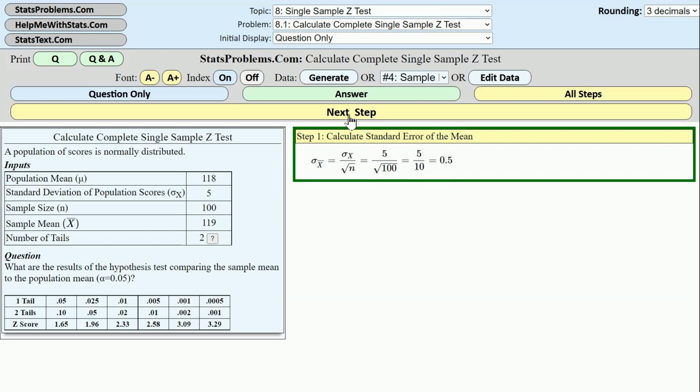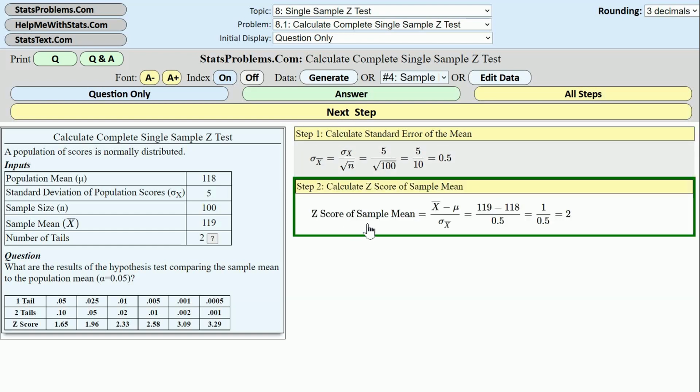In Step 2, we calculate the z-score of the sample mean. The z-score of the sample mean equals the sample mean x bar minus the population mean, mu, divided by the standard error of the mean, sigma sub x bar. In this example, the z-score equals 119 minus 118, divided by 0.5, which works out to 1 divided by 0.5, which works out to 2.